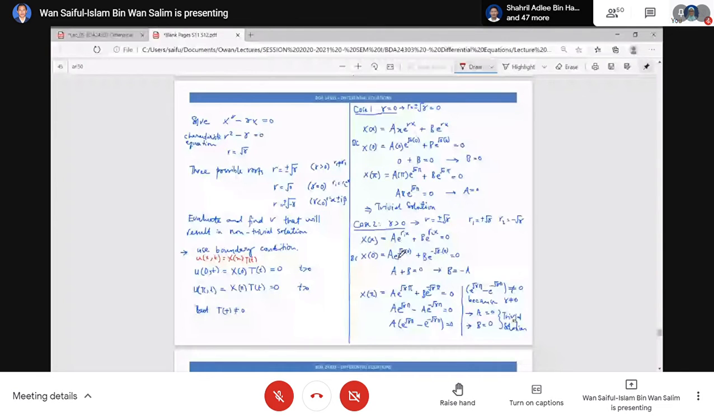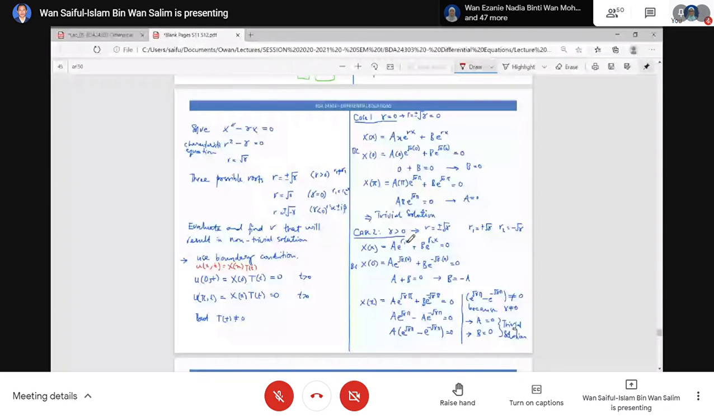B times e to the power of 0 is also 1. So it becomes a plus b, and that is equal to 0. Therefore, we have b equals minus a. And then we apply the second boundary condition where x is equal to pi. We substitute x equal to pi into this general solution and evaluate.